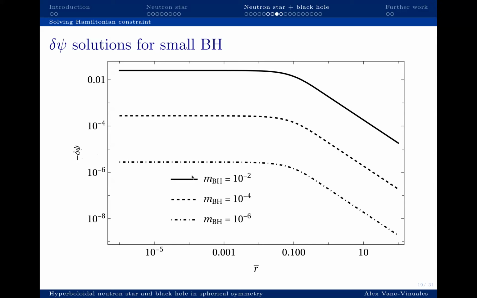And again, sorry, the smaller the black hole mass, the smaller the amplitude of the correction. That is to be expected.